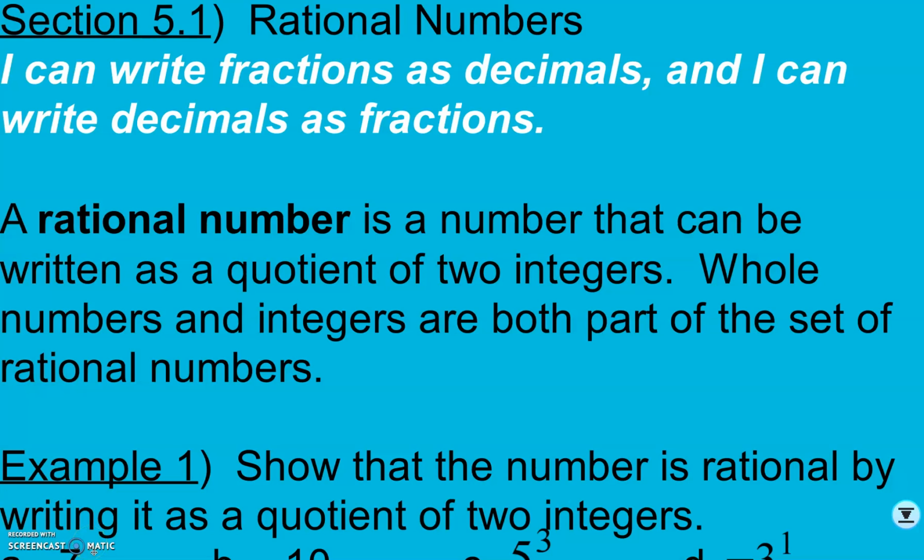Section 5.1 is rational numbers. I can write fractions as decimals, and I can write decimals as fractions. A rational number is a number that can be written as a quotient of two integers. Whole numbers and integers are both part of the set of rational numbers.